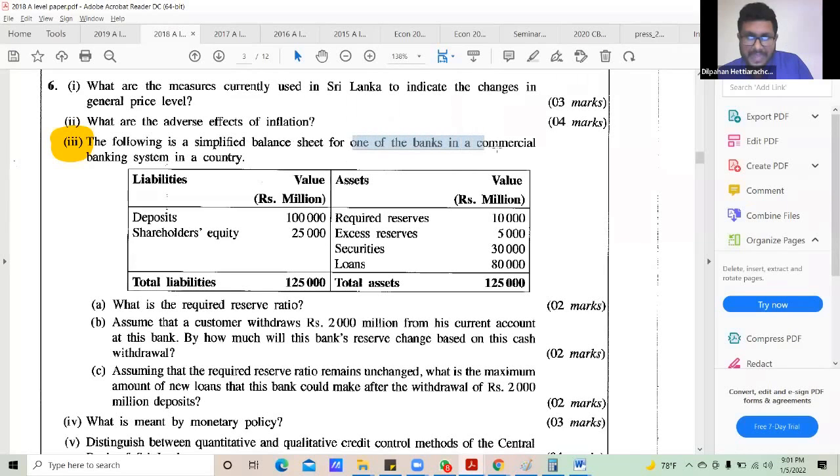One of the banks in a commercial banking system. What's the meaning here? Is it a bank or a banking system? One bank in a commercial banking system. So this calculation is also related to one bank. Yes, a bank, right? So then we can use the calculations we have done in the previous calculation for this also and get the answers. Okay, I will give you 1 minute. Can we come up with answers?